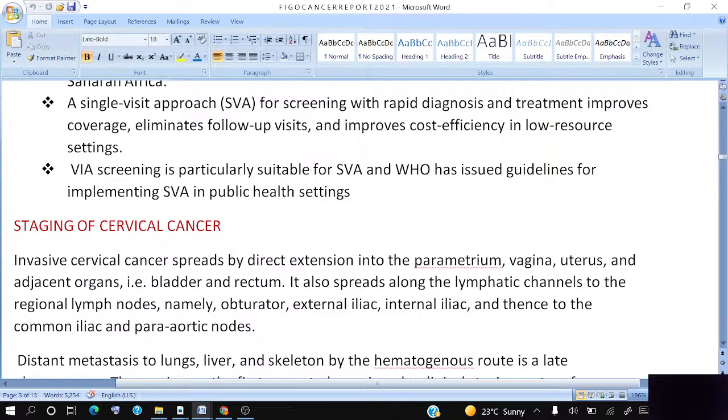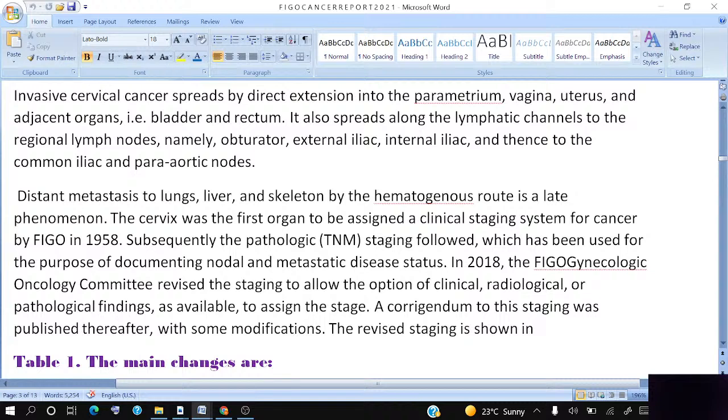Now I will go to the staging of cervical cancer. Invasive cervical cancer spreads by direct extension to the parametrium, vagina, uterus, and adjacent organs like the bladder and rectum, and also spreads along lymphatic channels to the regional lymph nodes. Namely, they can extend to the obturator, external iliac, and internal iliac nodes, and then the common iliac and para-aortic nodes. So invasion can go from the cervix to the lymphatics, or from the lymphatics to the organ, by the direct way.